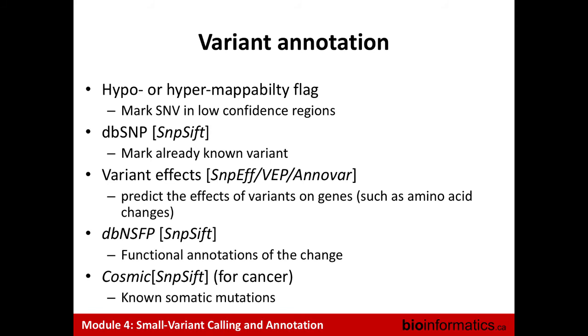Because you expect, in the normal cases, if you don't have mappability issues, duplication or whatever, to have 50% of your reads be variant for a heterozygous site.